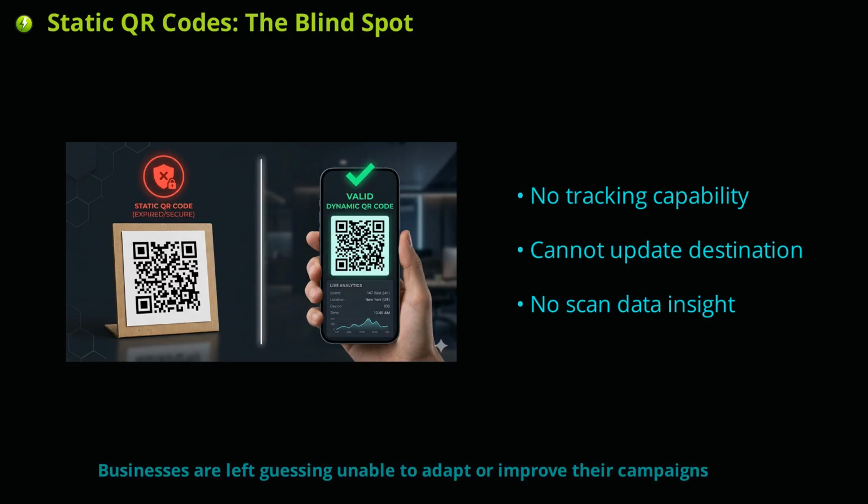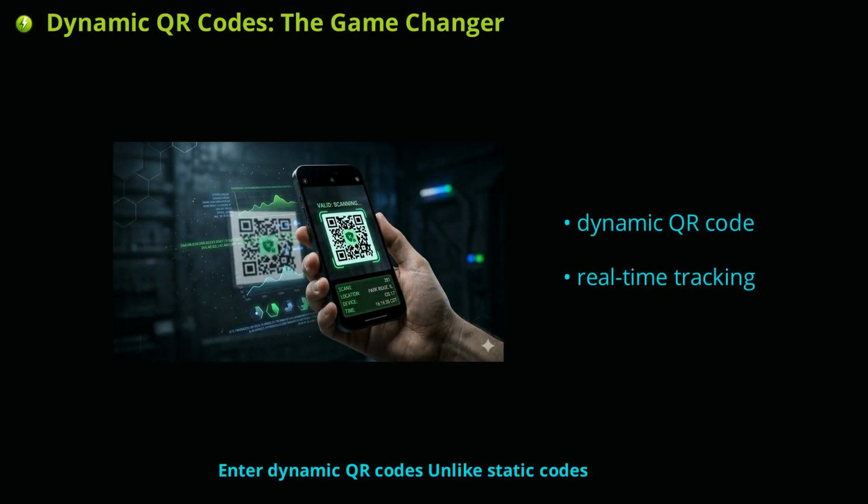Businesses are left guessing, unable to adapt or improve their campaigns. In a world where data is king, this lack of visibility is a huge disadvantage. But what if you could see exactly how your QR codes are performing and even update them on the fly? Enter dynamic QR codes. Unlike static codes, dynamic QR codes give you control and insight.